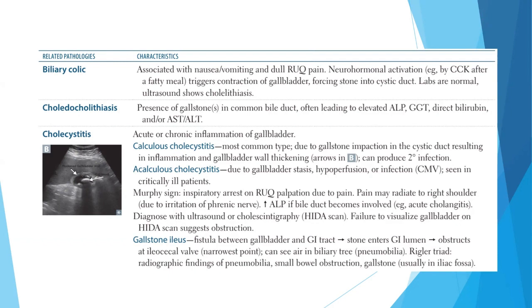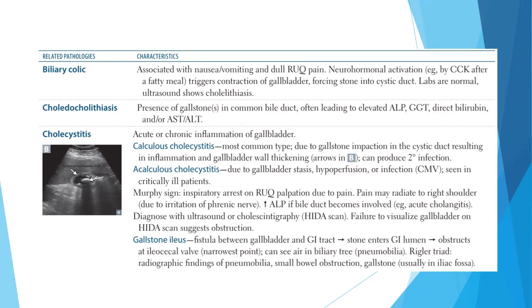Choledocholithiasis is the presence of gallstones in the common bile duct, often leading to elevated ALP, GGT, direct bilirubin, or AST/ALT. So whenever the stones from the cystic duct have passed towards the common bile duct, that will lead to choledocholithiasis. The difference between biliary colic and choledocholithiasis is that the labs are normal in biliary colic, but abnormal in case of choledocholithiasis. Cholecystitis is acute or chronic inflammation of the gallbladder.